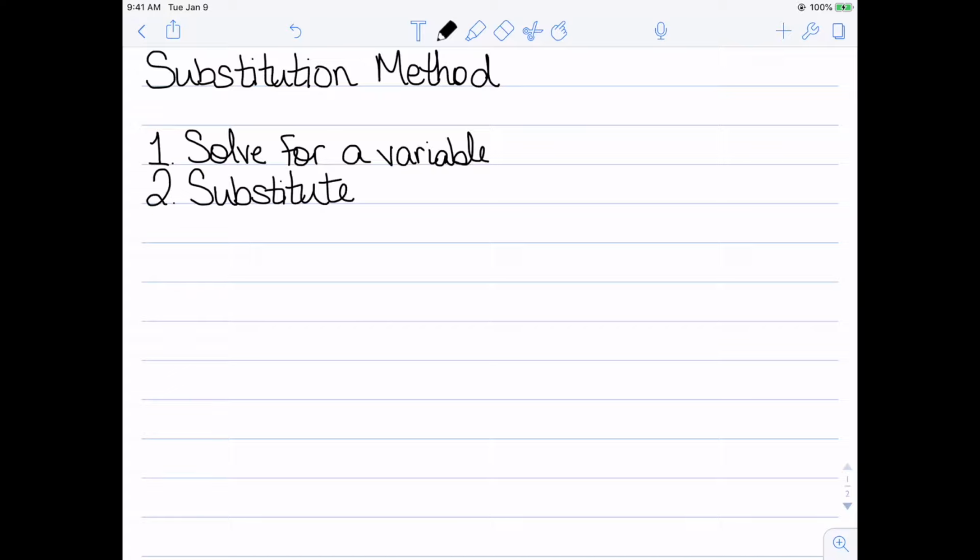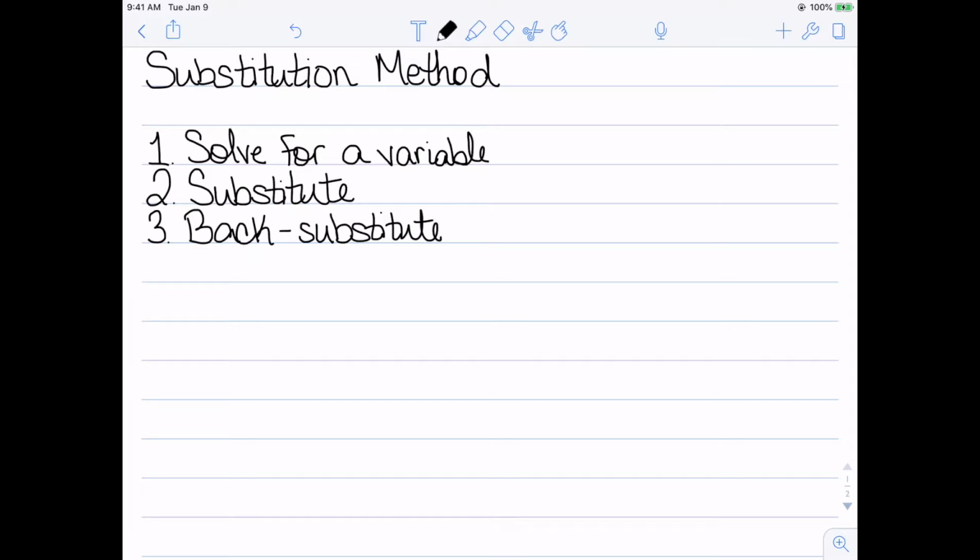The second step is to substitute. We've solved, let's say, the first equation for x, so we're going to stick this into the second equation for x. So we're going to use what we found in number 1 to stick into our other equation. After that, we just have a single equation in one variable, and we can solve for that variable.